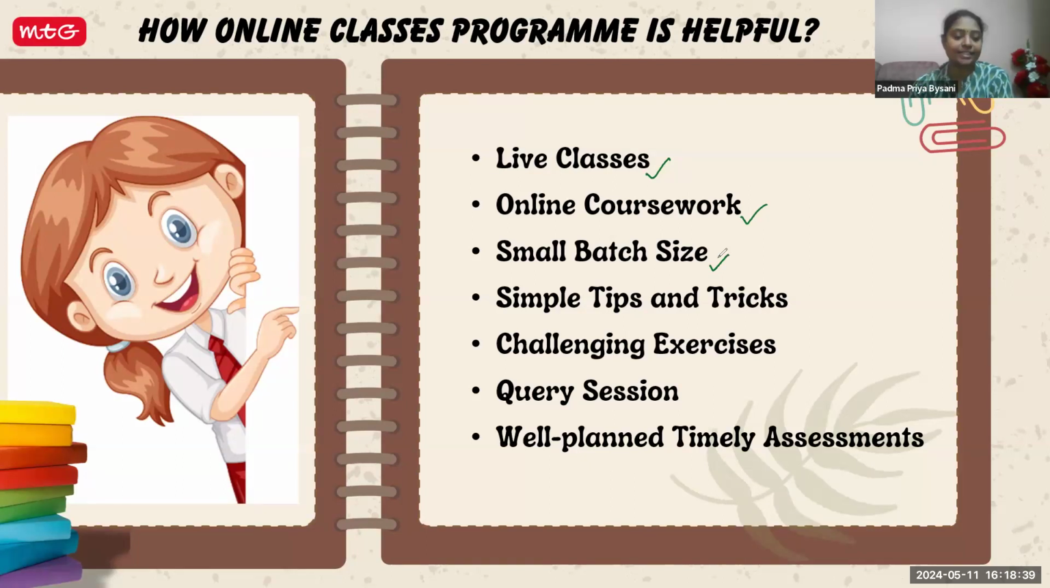Small batch size. This is the most advantageous thing. Once you have a big crowd in a class, learning becomes difficult because everyone cannot get equal opportunity in a span of 1 hour. But if the batch size is small, the teacher can equally concentrate on each and every student in the class, and you will have enough scope to have an interactive session with the teacher.